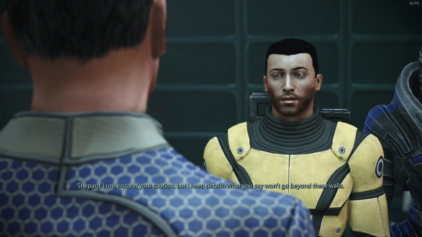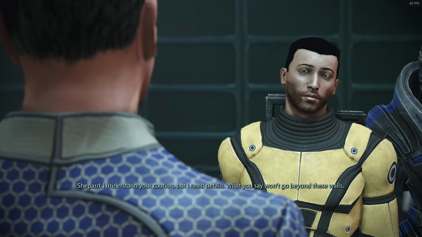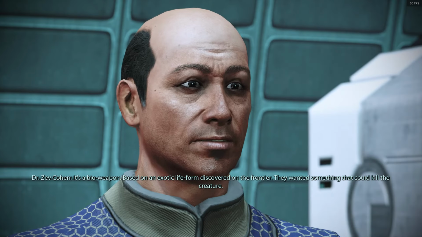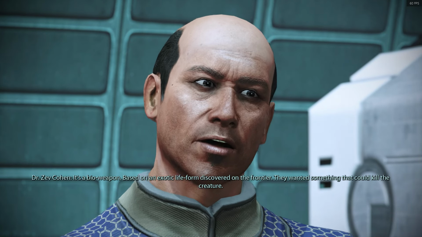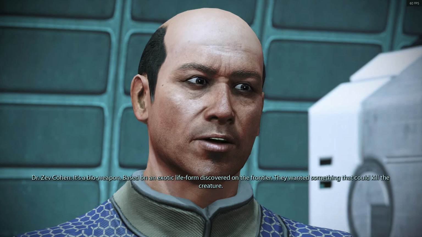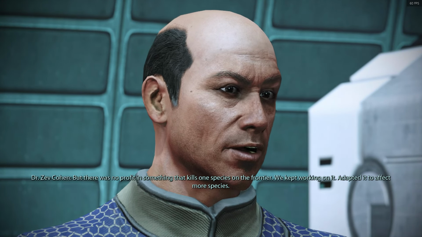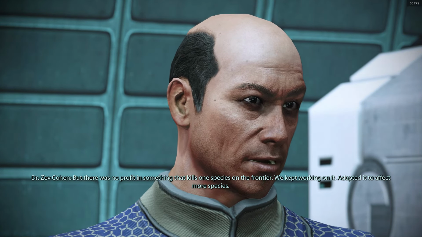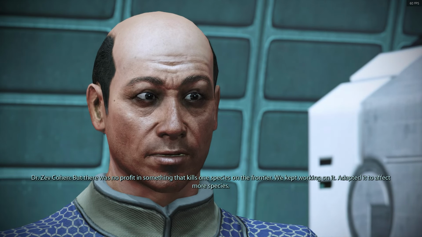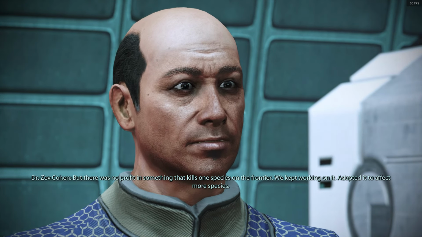I understand your caution, but I need details. What you say won't go beyond these walls. It's a bioweapon, based on an exotic life form discovered on the frontier. They wanted something that could kill the creature. But there was no profit in something that kills one species on the frontier. We kept working on it and adapted it to affect more species.